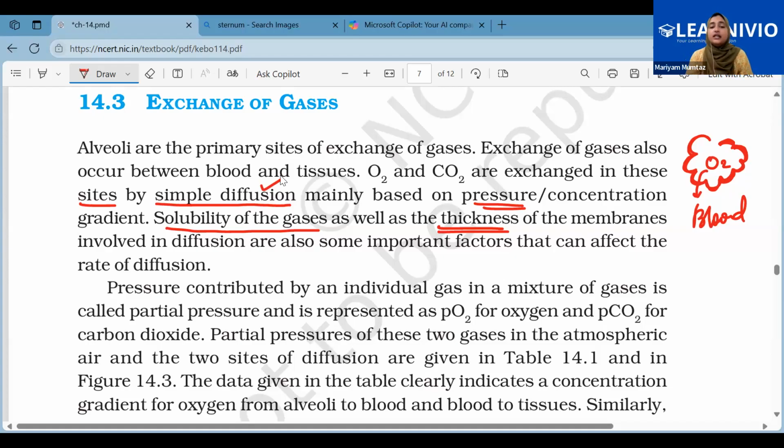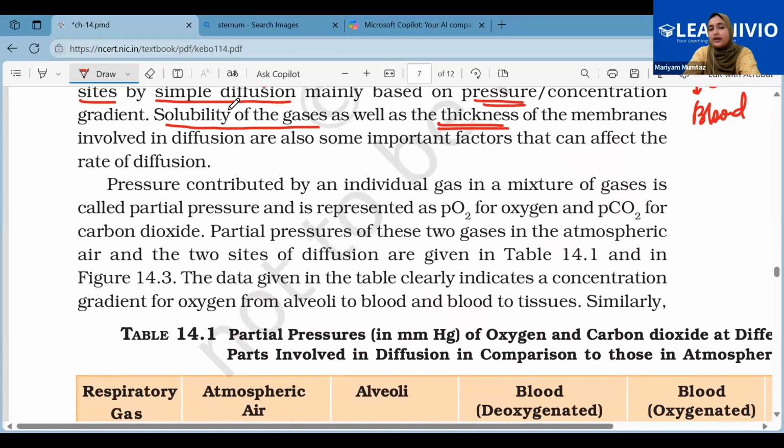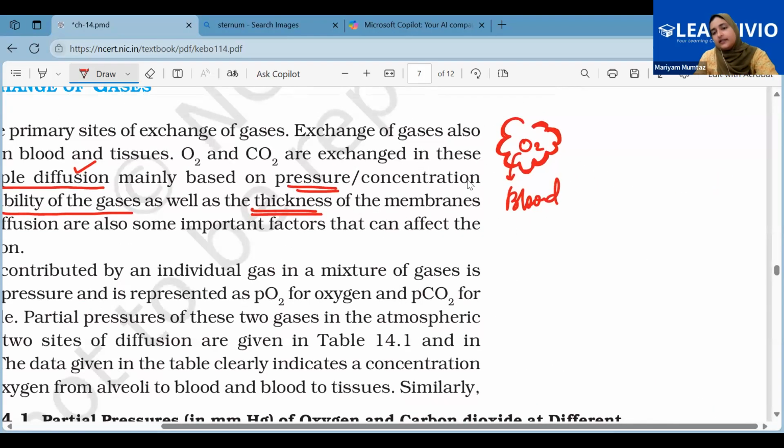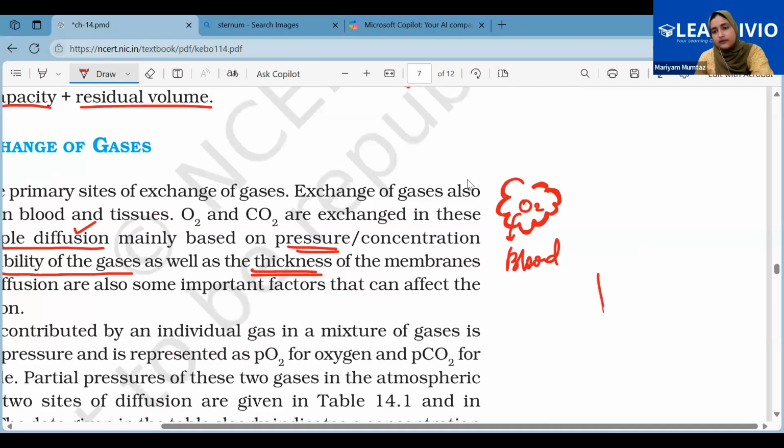So see, now what happens? The pressure that is contributed by an individual gas. Have you studied about partial pressure yet? For example, there is this vessel. It has O2, it has CO2, it has different gases. Each of the gases has its pressure, right? They can exert a certain amount of pressure. So in a mixture of gases, the pressure exerted by one gas is considered as partial pressure, because it is a mixture of gases.